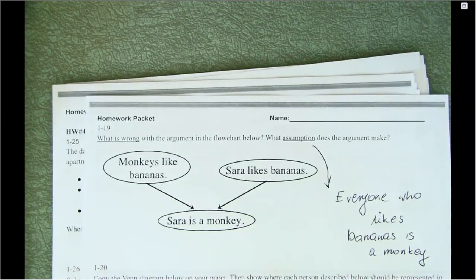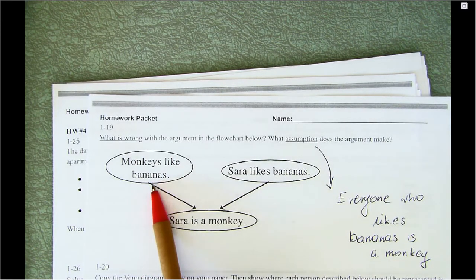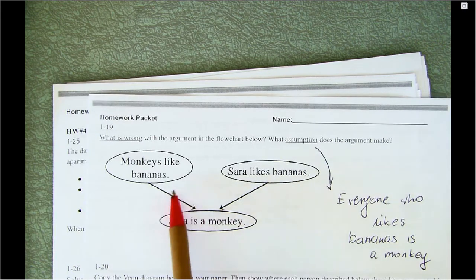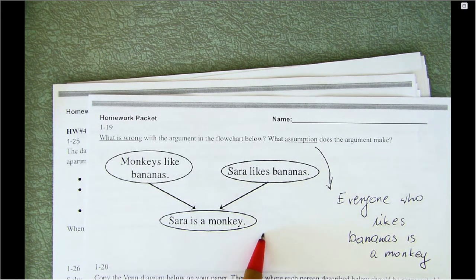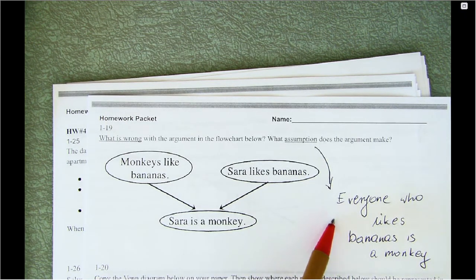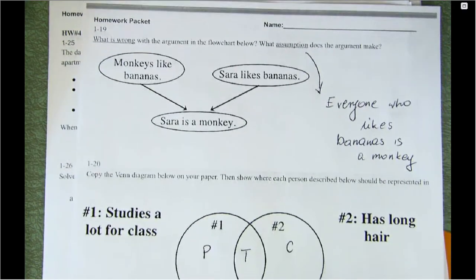The next one is what's wrong with the argument. So the argument is saying that monkeys like bananas. And then Sarah likes bananas. So they're concluding from two pieces of information that Sarah is a monkey. What's wrong with it? Well, they are assuming that everyone who likes bananas is a monkey. And that is not true. So that's why this assumption is not correct.